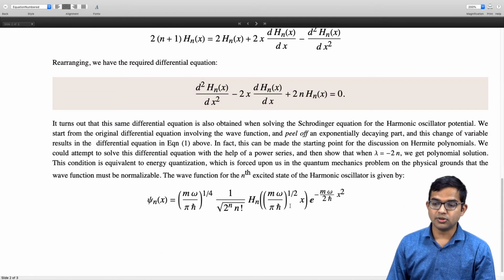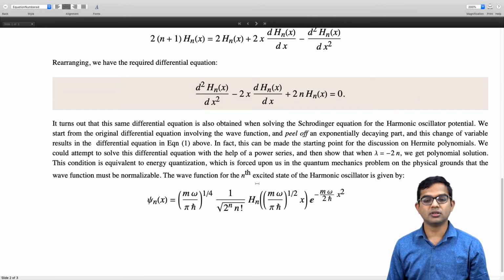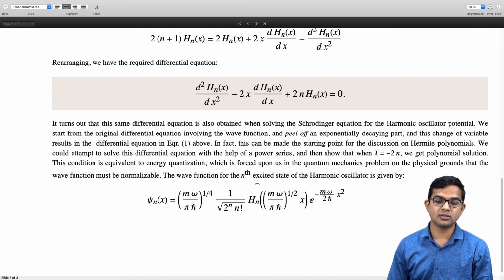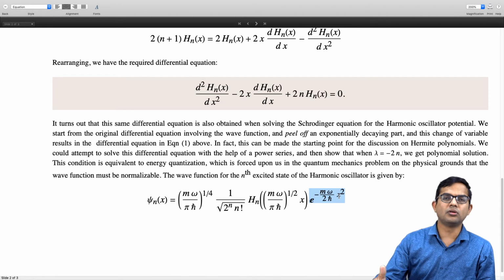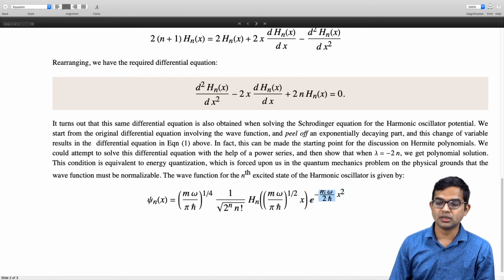So when you do this, you can write down the general wave function for the nth excited state of the harmonic oscillator, and this is probably a familiar expression. You have this overall e to the minus x squared type fall off. In suitable units, you have to put in all these constants which come from the mass and natural frequency and so on.